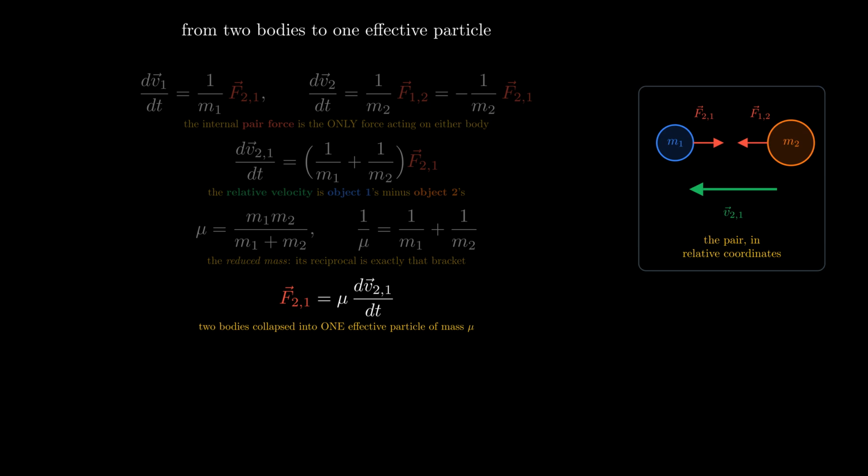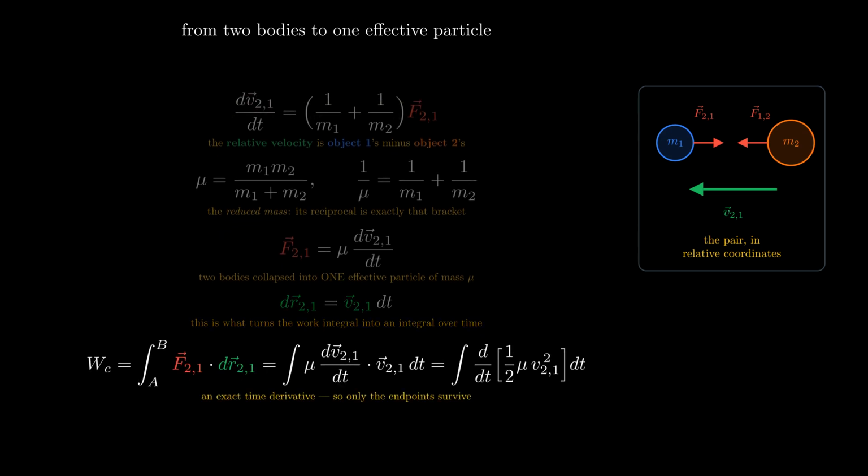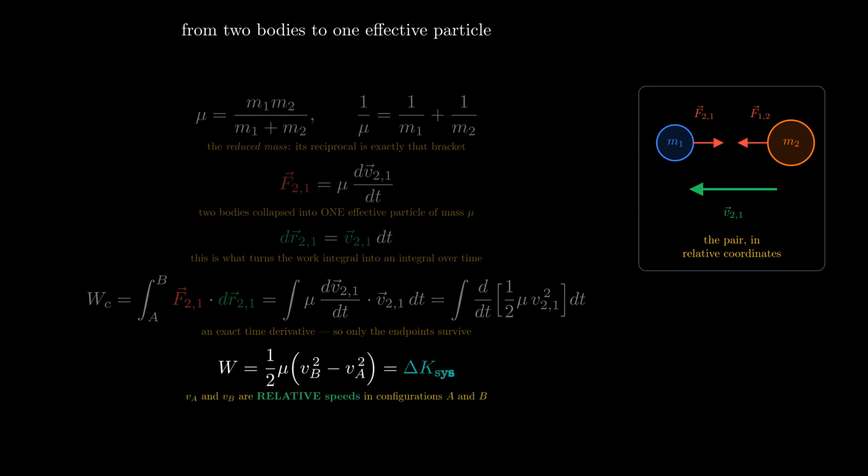Fit this into the work integral. The relative displacement advances at the relative velocity, so the integrand becomes the exact time derivative of 1/2 mu times the relative speed squared. Integrating leaves the endpoint difference. The work equals 1/2 mu times the relative speed squared in state B minus the relative speed squared in state A. And that is the system's change in kinetic energy.